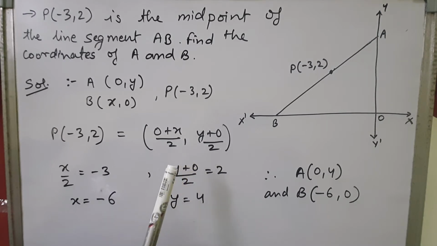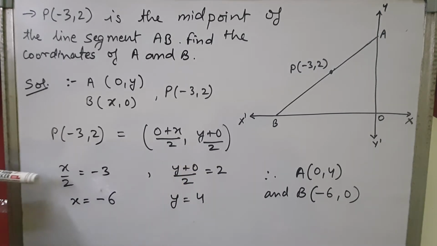So when we equate the abscissa and ordinate of the coordinates of P, we get x by 2 equals minus 3, so the value of x is minus 6. y by 2 equals 2, so we get the value of y as 4. Now we know that the coordinates of A and B that we assumed are (0, y) and (x, 0). So when we substitute the values of x and y, we get the required coordinates A as (0, 4) and B as (-6, 0). Alright children, please note down.